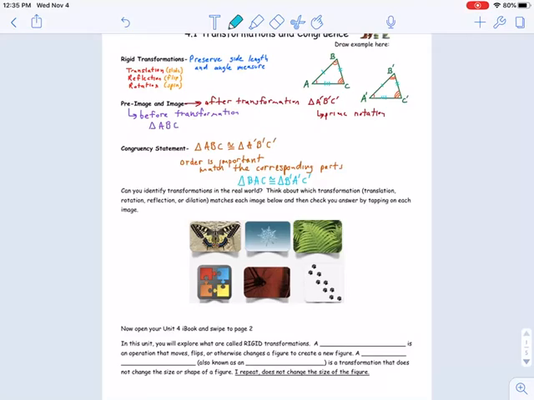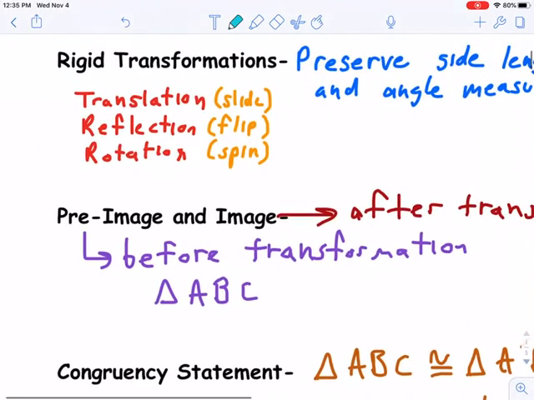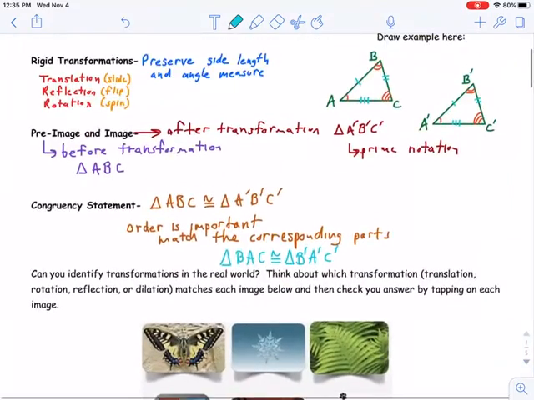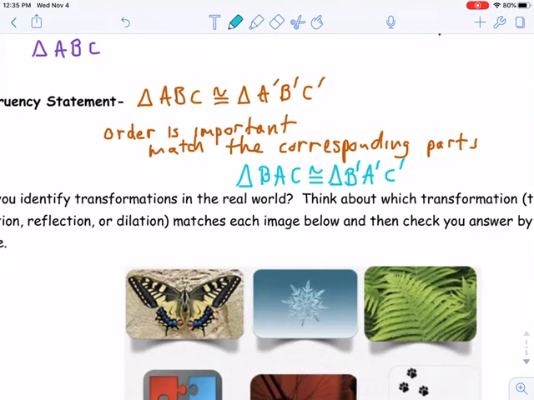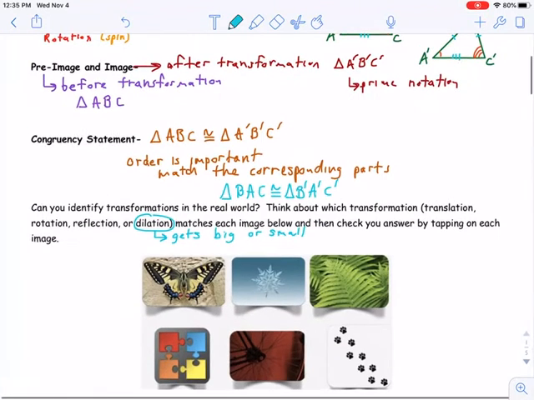So here's some real world transformations before we start. Translations, reflections, and rotation. All right. Can you identify transformations in the real world? Think about which transformation: translations, rotation, reflections, or dilation. So what's a dilation? This is something we're not going to go in great depth on. It's when something gets big or small. All right, that's a non-rigid transformation, but we can still talk about it just briefly.